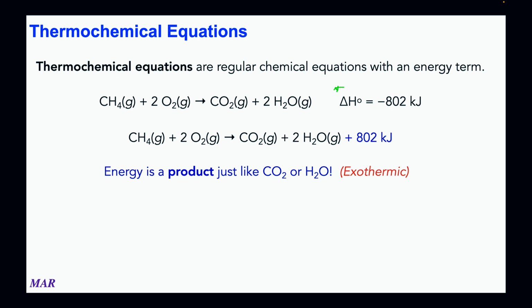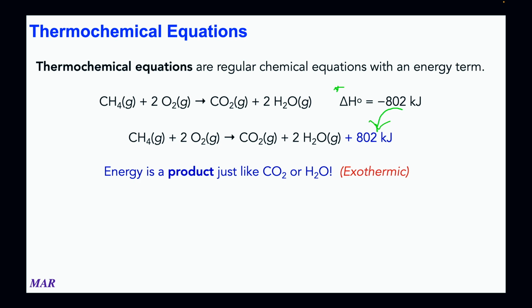However, sometimes it will be helpful to think about that minus 802 number. That's energy being released by the chemicals. So that means 802 is going to be like a product. It's something that the methane and the oxygen are releasing. So if you see 802 kilojoules as a product, that's an exothermic reaction. It's an alternate way to write how much energy is being released.